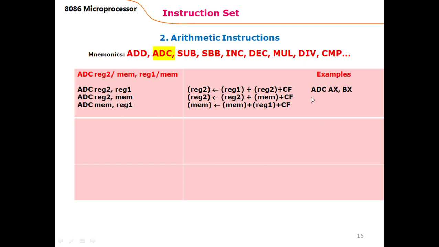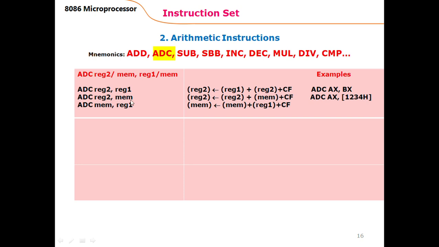An example of this is add with carry AX, BX, where AX plus BX plus the content of the carry flag is computed, and the result is stored in the AX register. While this addition is performed, the value of the carry flag at this moment is important. If the carry flag is 0, then a 0 is added with AX plus BX, and if the carry flag is 1, then a 1 is added with AX plus BX, and the result is stored in the AX register.